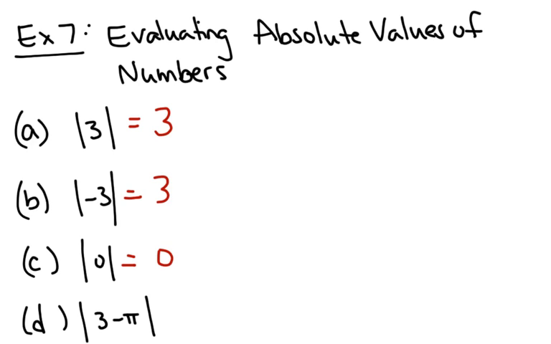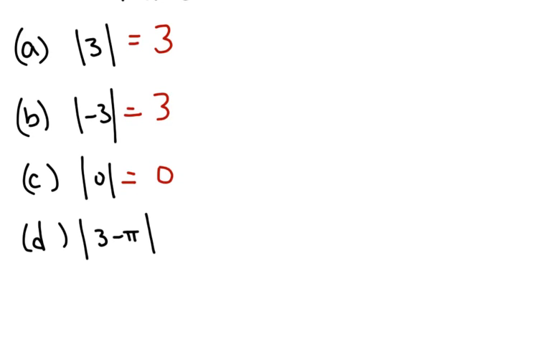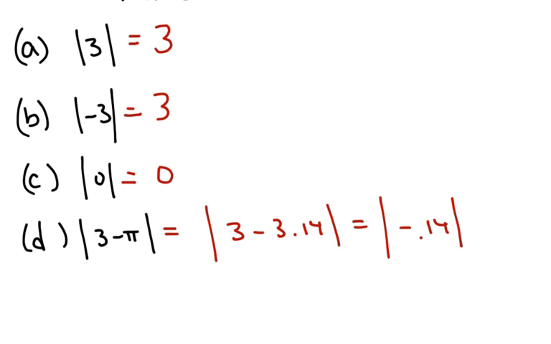Now let's go to the not so pretty looking one. Now let's talk about the absolute value of 3 minus pi. Well, I'm going to look at this from a numerical standpoint for a moment. Think about pi like 3.14. If you do that, then 3 minus 3.14 is going to be negative 0.14, and so the answer must be 0.14.